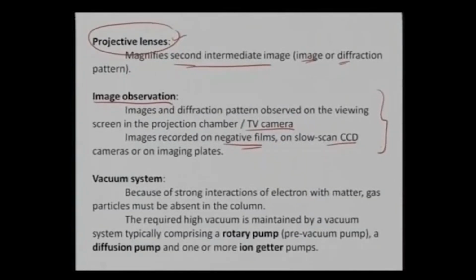So we will have to let it interact with the fluorescent screen, or see it on a TV camera, or I can get it on a negative film, or capture it on a slow scan CCD camera, or it can also be on an imaging plate. So these are certain ways through which I can observe my particular image, and the whole setup of TEM involves interaction of electrons with the matter.